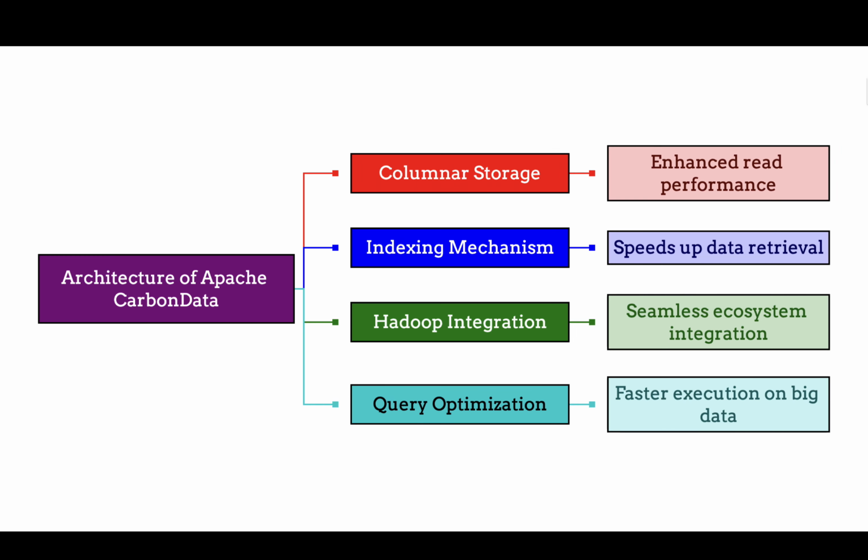Architecture of Apache Carbon Data. 1. Columnar storage, stores data in a columnar format, enhancing read performance. 2. Indexing mechanism, implements indexing to speed up data retrieval. 3. Hadoop integration, seamlessly integrates with Hadoop ecosystems. 4. Query optimization, optimizes queries for faster execution on big data.